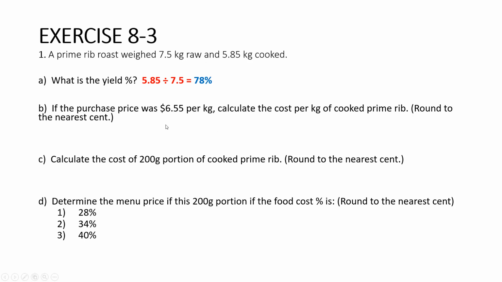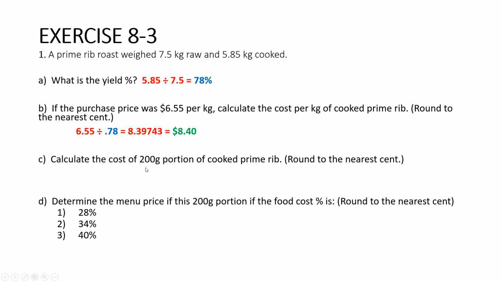Now the next question says, if we paid $6.55 per kilogram, what is the cost per kilogram of cooked prime rib, rounded to the nearest cent? We're looking for the EP unit cost. We want to use the formula. To calculate the EP unit cost, we take the AP unit cost and divide it by the yield percent. Here they give us the AP unit cost, and up here we calculated the yield percent. So our AP unit cost of $6.55 per kg divided by our 78% yield percent, rounded off to the nearest cent, $8.40 is our EP unit cost.